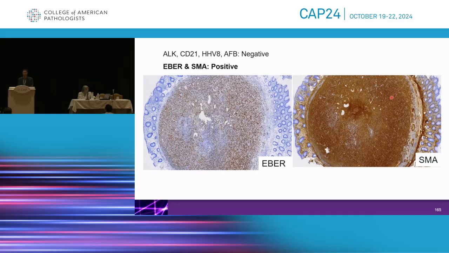Fortunately, we did smooth muscle actin and desmin. You can see they're beautifully positive. At that situation, one diagnosis, one entity came to my mind. Is this possibly called EBV positive smooth muscle tumor? That's why I ordered EBV. You can see the EBER beautifully stained all these tumor cells. And then this is EBV positive smooth muscle tumor. Right, the diagnosis is correct, I think.